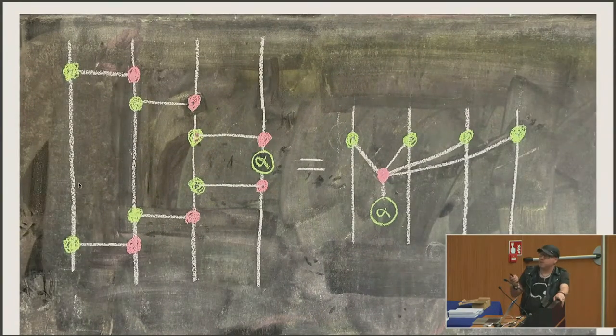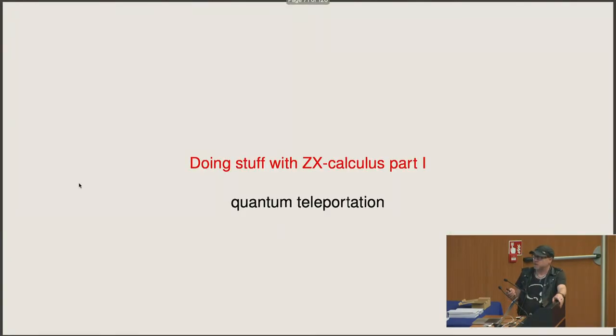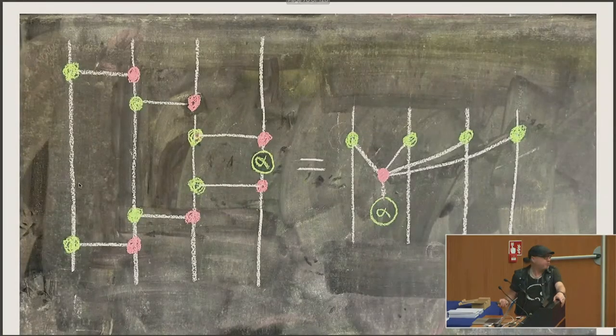And this thing is what people call phase gadgets. So basically, the strategy to simplify circuits is to turn as much as possible stuff into phase gadgets, which nicely commute to each other because they're all the same color. So that's the sort of professional strategy that people now use. Like I said, at this point, we don't know whether it's the best possible one, but it actually is the best practical one that exists now.